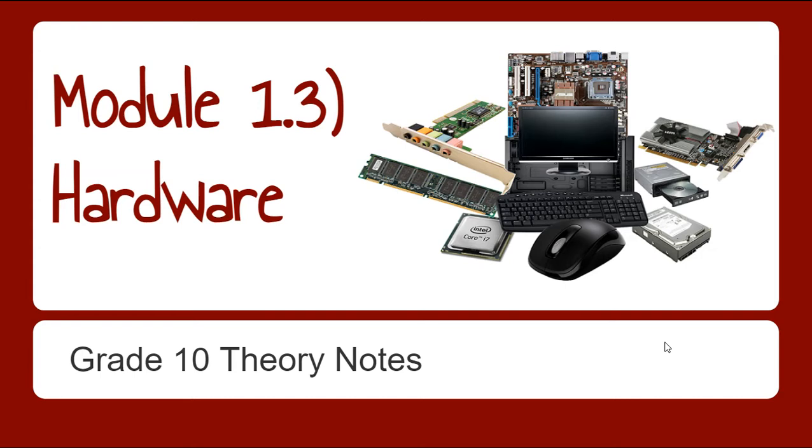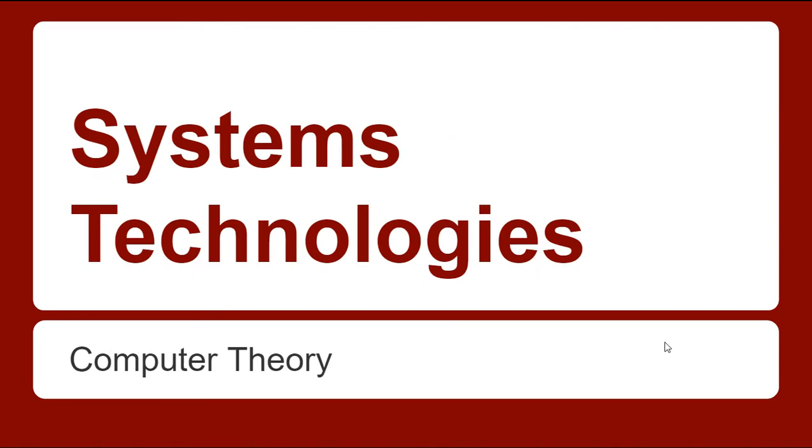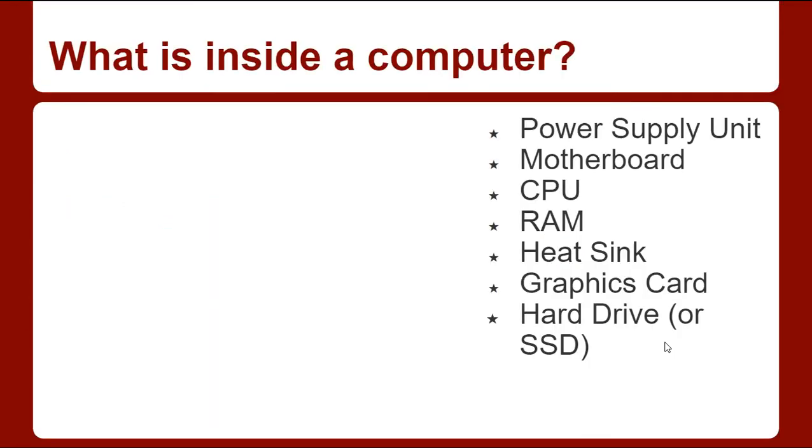Now, this module falls under two different themes that we study in CAT. And when you write a test for CAT theory, you'll often be asked to write questions under the theme of systems technology. So that's what we're going to look at first. And then some of the sections in this module also fall under social, environmental, and ethical implications. So we are starting with systems technologies.